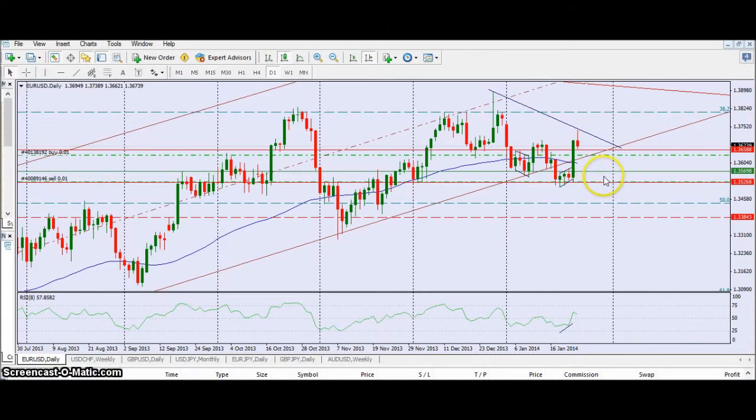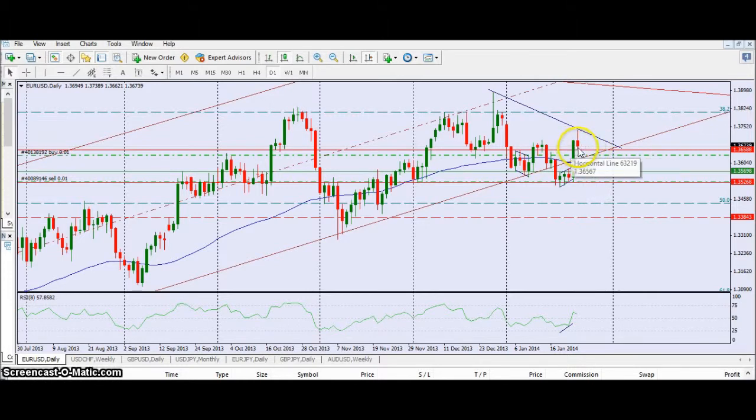My target for the meantime is this 1.352. Although there are potentials that this currency pair will break this 1.352 level to target 1.345, my first take profit is 1.3526, and I'll enter this sell on Monday morning.